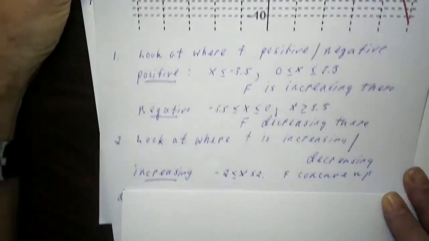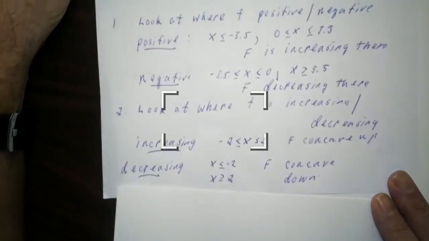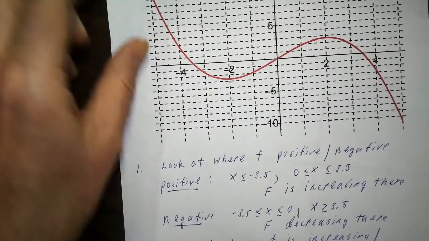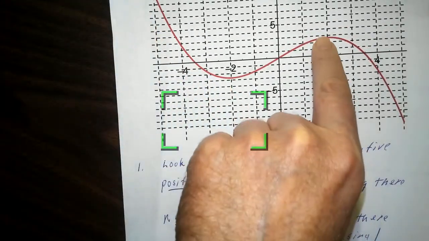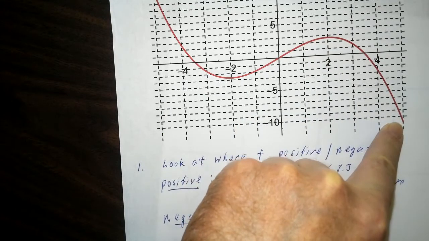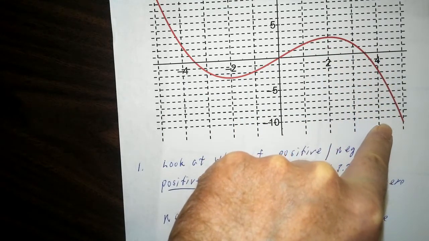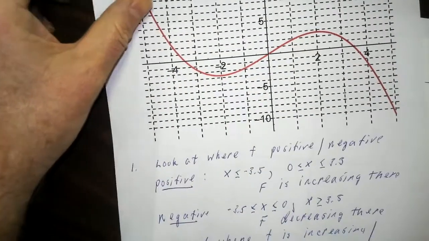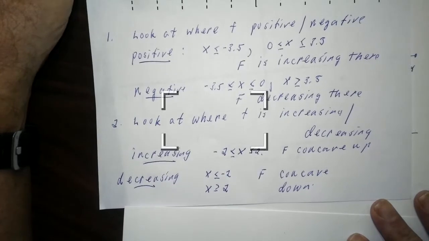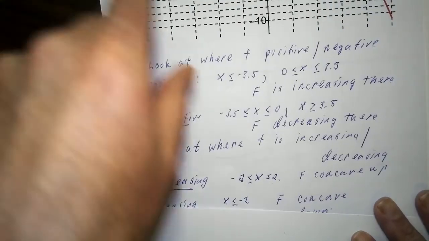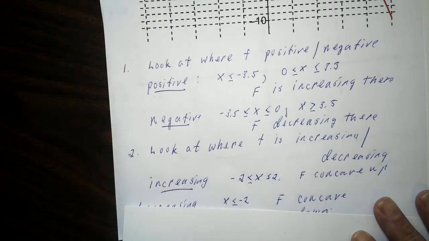And then finally, we ask ourselves, where is little f decreasing? Well, little f is decreasing if x is less than or equal to negative 2 over here, or if x is greater than or equal to 2 over there. So if little f is decreasing, that means that capital F prime is decreasing, which means that capital F is concave down. So again, look at where little f is positive and negative. Look at where little f is increasing and decreasing.